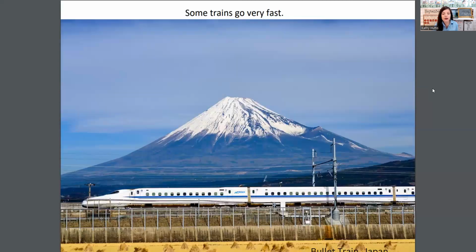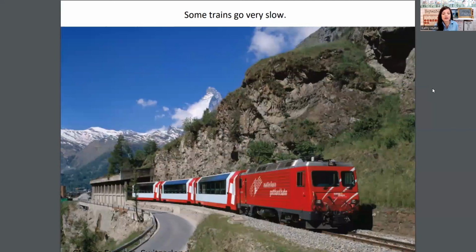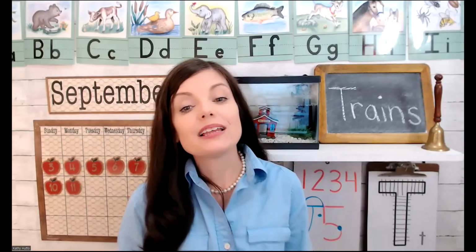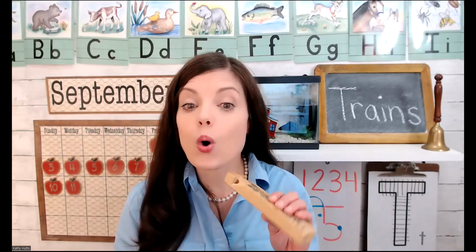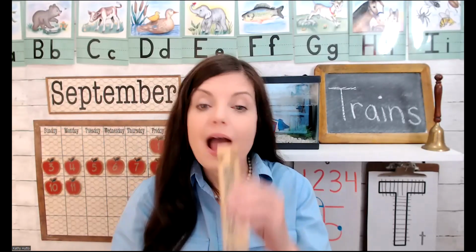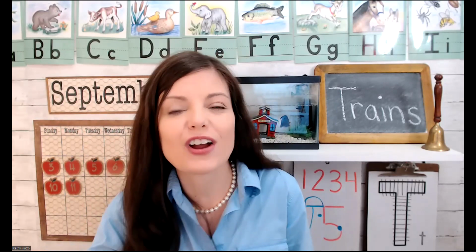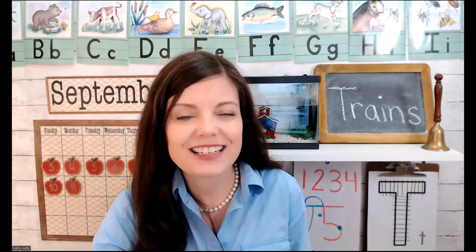Some trains go very fast, like the bullet train in Japan. And some trains go very slow, like the Glacier Express in Switzerland. Well, it's time for us to make our very own train, so let's travel over to the art table, everybody. Chug, chug, chug, chug.